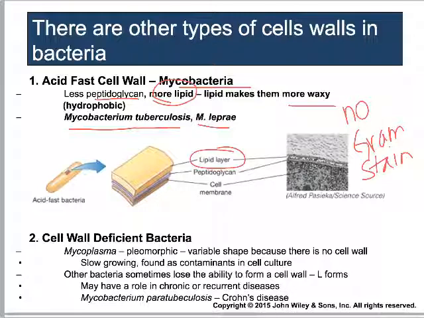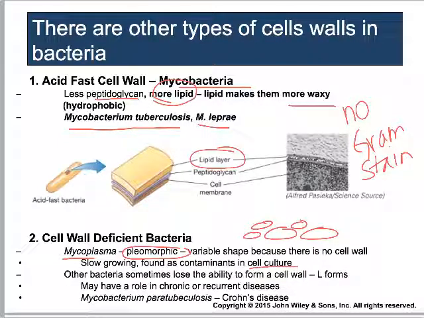Okay, now there are some organisms that are considered bacteria, but they don't have a cell wall. An example of those is mycoplasma. Mycoplasma are pleomorphic, so the shape changes because there's no cell wall. They're all sorts of different sizes of rods. They grow really, really slow. And if you do cell culture in a lab, they can be found as contaminants, so they can cause some problems in research labs.